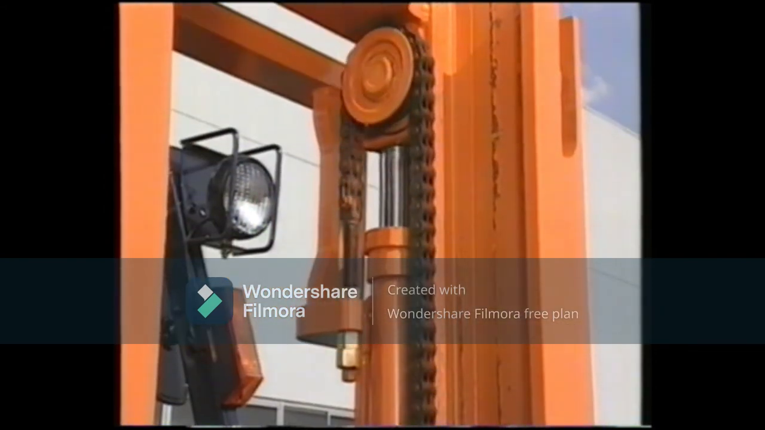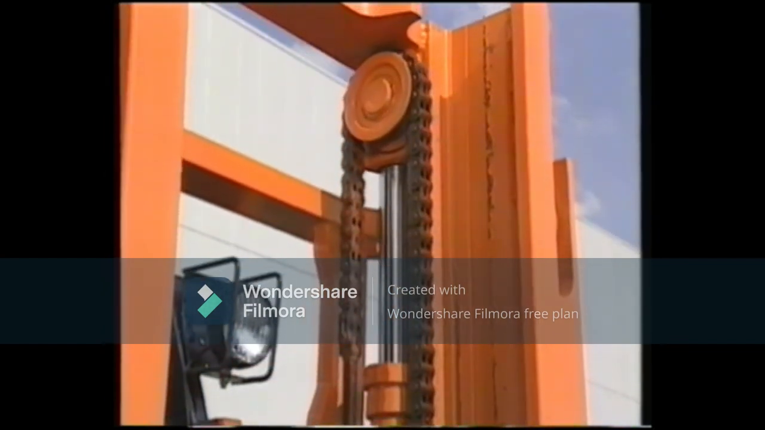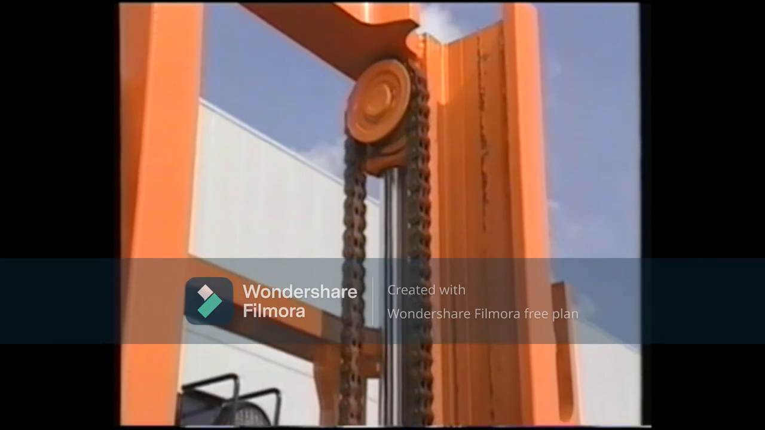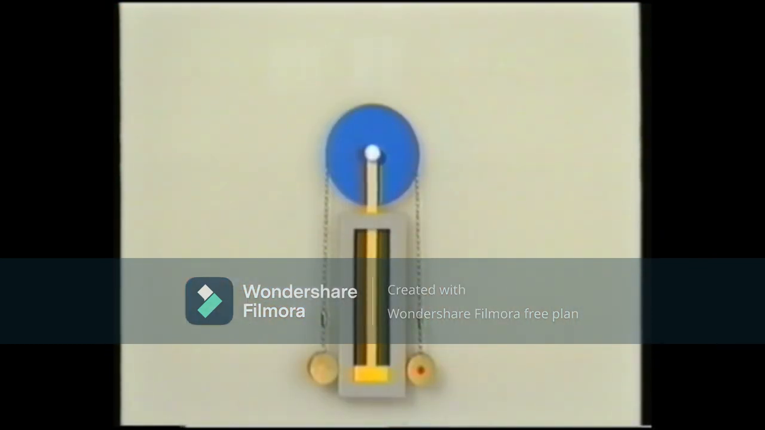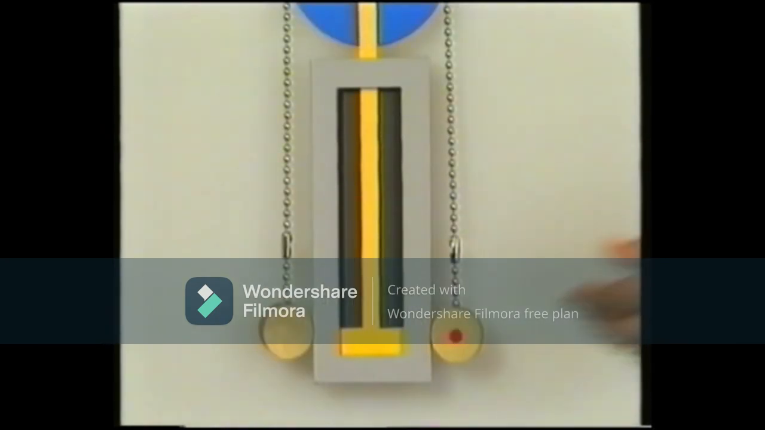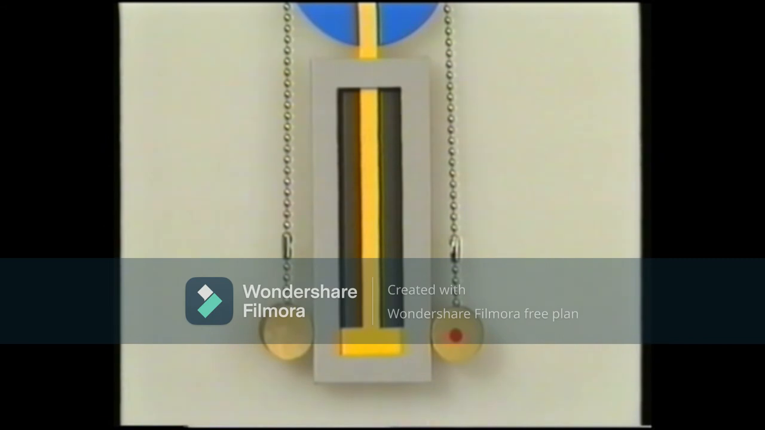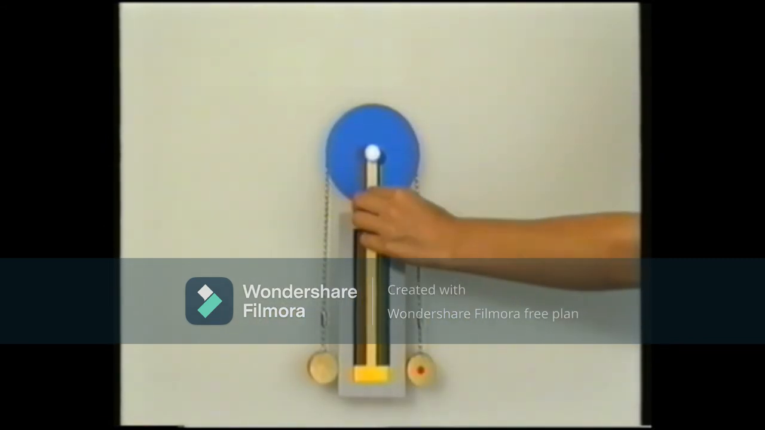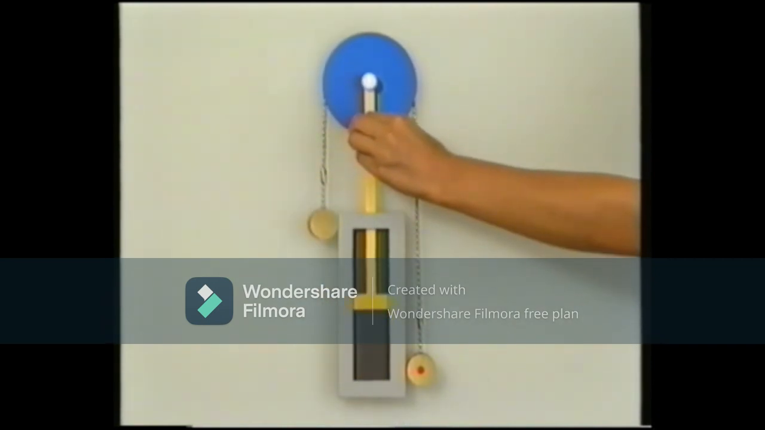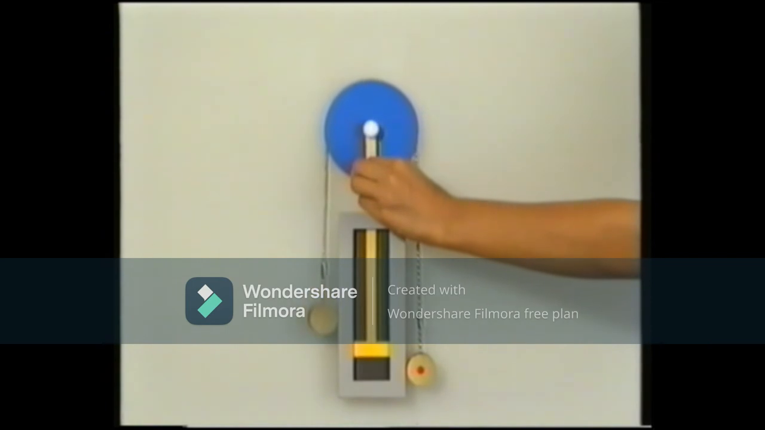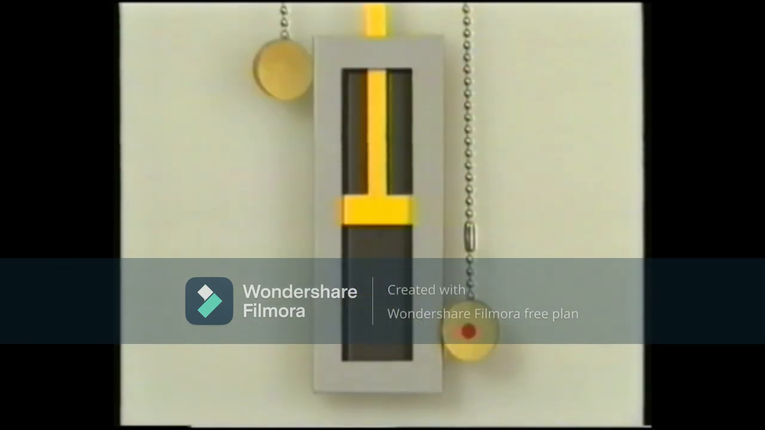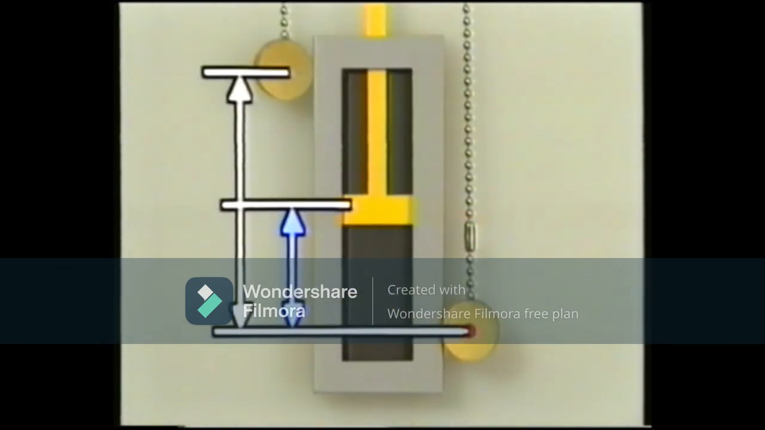Now, let's examine the relationship between the telescopic movement of the piston rods and the movement of the forks. We will use this model as an example. The chain is fixed at one end. The other end of the chain is left free. As the piston rod extends out, it pushes the chain upward and also raises the free end of the chain. The amount of rise is equal to twice the amount of extension of the piston rod.